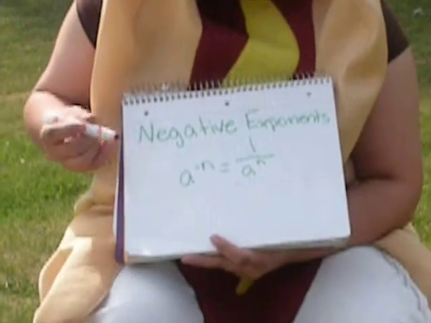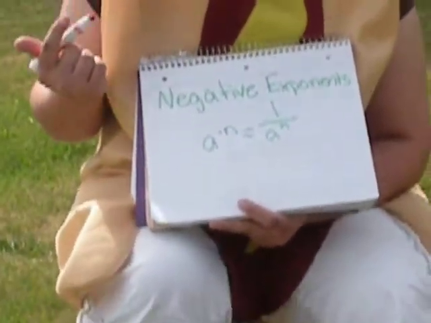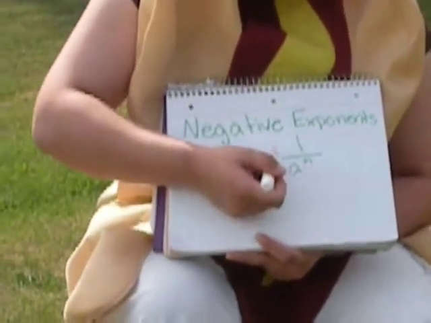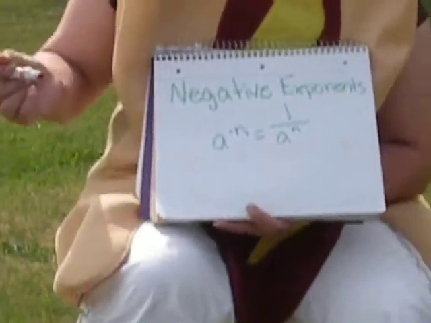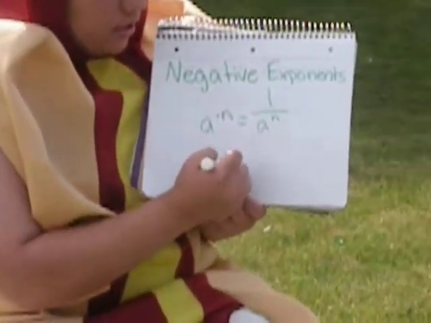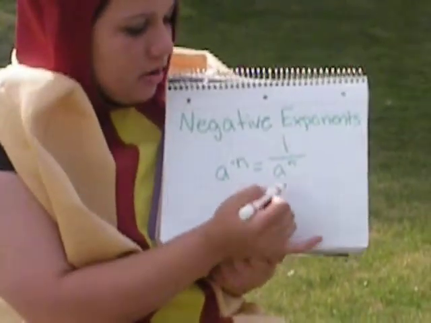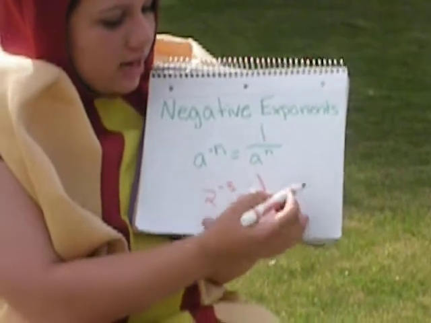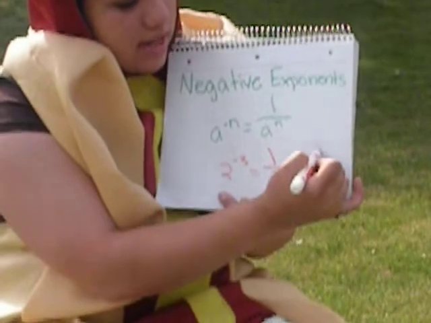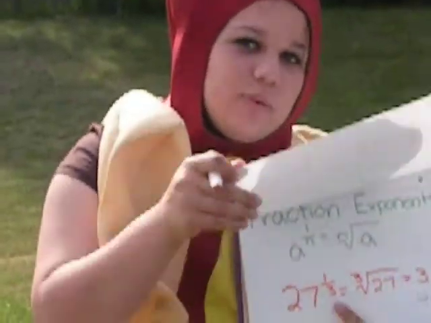Now, negative exponents. When you have a negative exponent, you have to change it into fraction form. So what you do then is you take the base and the exponent and you put a 1 over it. Pretty simple. So for this we're going to do 2 to the negative 3. And you're going to take that, and you're just going to put a 1 over it, take out the negative, on the bottom, 2 to the 3. 2 to the 3 is 8, so you get 1 over 8 for your answer. Quite simple. Quite simple.